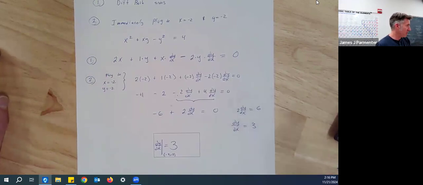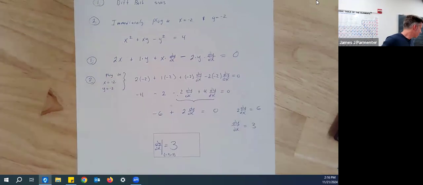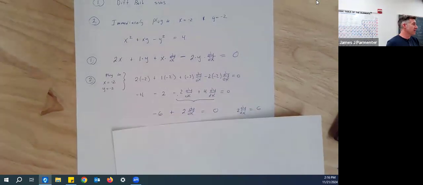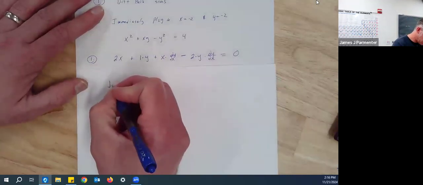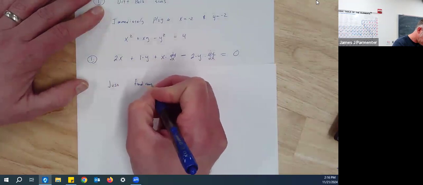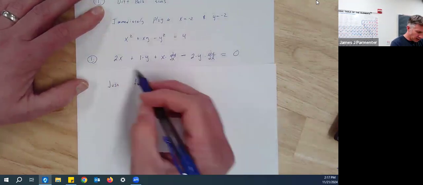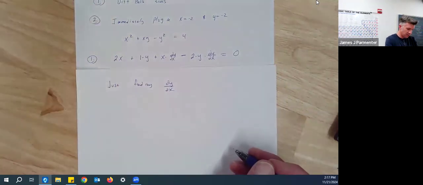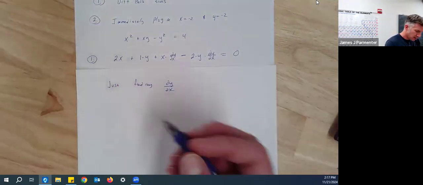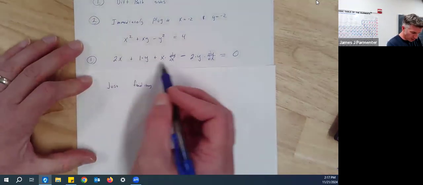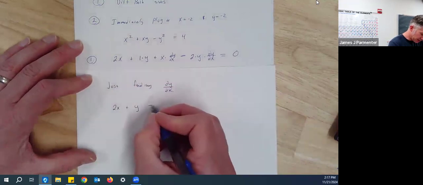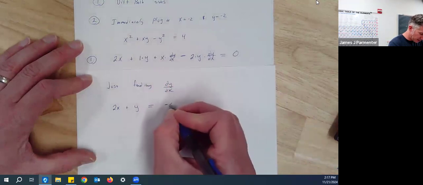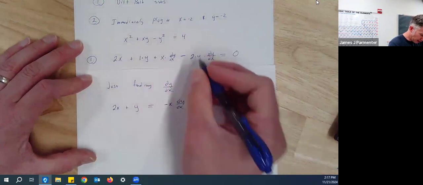Questions about this implicit differentiation problem? Follow-up: what if the problem had just said to find dy/dx and not to plug in -2, -2? Well, then at this point here we would have done the algebra to solve for dy/dx. So we would have grouped all the dy/dx things on one side. Let's bring them all to the right just for a change. So I have 2x plus y on the left, and on the right-hand side, I have -x times dy/dx plus 2y times dy/dx.